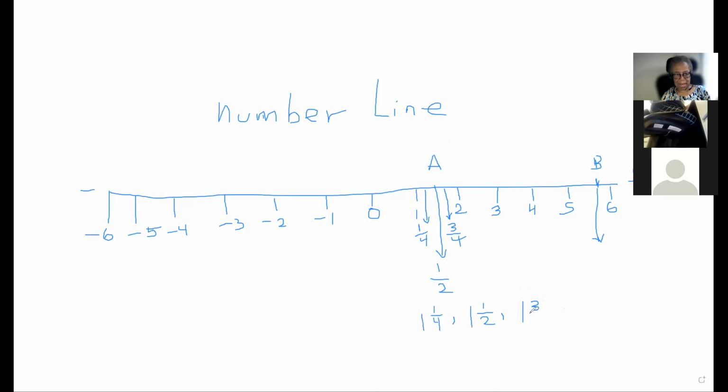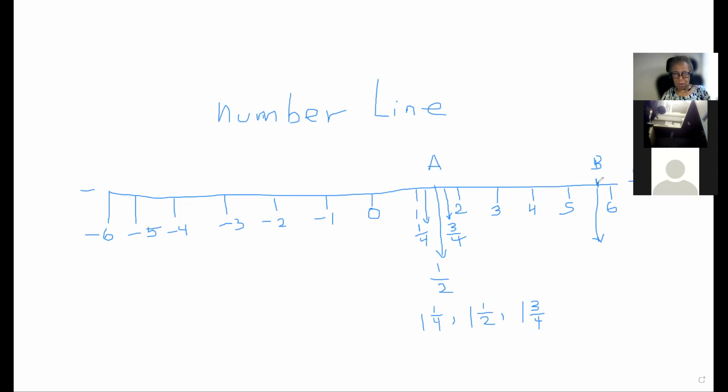Now, B is closer to the 6. So what would you call the point B? What would you call this right here? Well, now remember, I'm between 5 and 6, so it's going to be 5 and something. These are whole numbers. So this is a 5, this is a 6. Midway would be about 5.5.